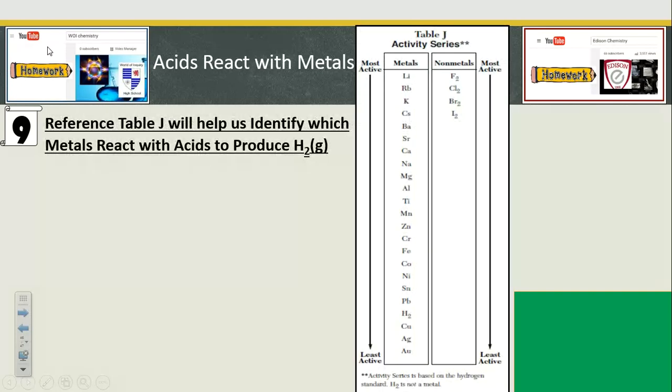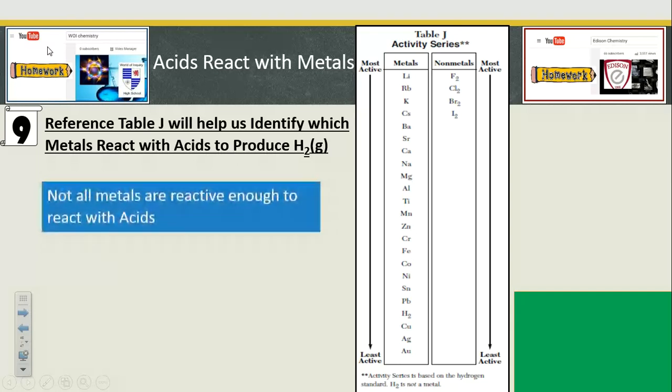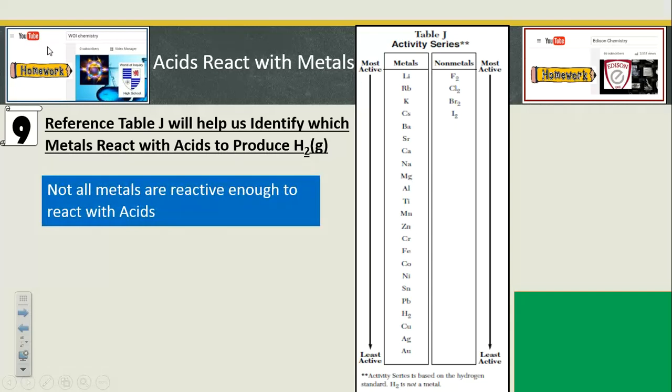Now here's reactivity series Table J, the activity series. The way we understand this is that the most active metals are towards the top, so lithium, rubidium, potassium, and the least active metals are towards the bottom, like copper, silver, gold. The more active a metal is, the more likely it is to react with an acid, and the more vigorously it would do so. So not all metals are active enough to react with acids. Acids will react with any metal, but the metal isn't always reactive enough.